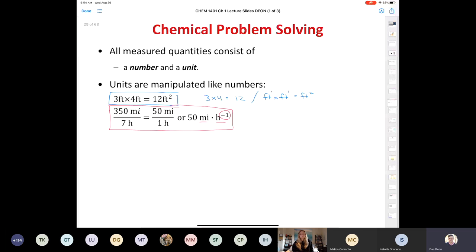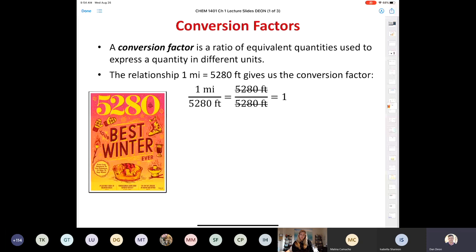All right, so it says here that a conversion factor is a ratio of equivalent quantities that's used to express a quantity in different units. And we use conversion factors all the time in our day-to-day life. So it says here, the relationship that 1 mile is equal to 5,280 feet gives us the conversion factor that in 1 mile, there's 5,280 feet, right? And I put here 5280 magazine. I'm sure you're all avid readers of that magazine.